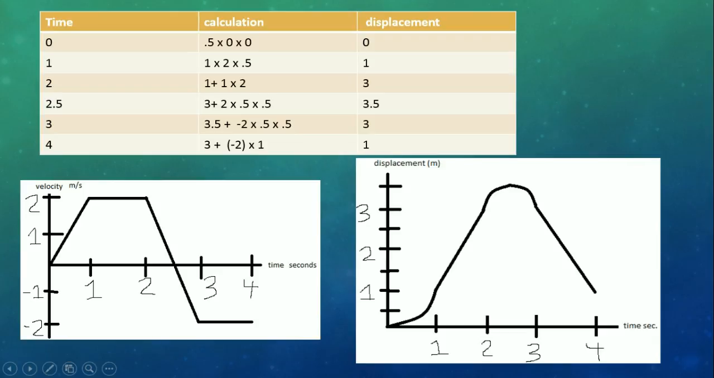Now, after 0, it's 3.5 meters away, starts going backwards. So hence this downward curve here. It just moved a little backwards. Now it's moving backwards at 2 meters per second for 1 second. So this pretty much counters this movement.